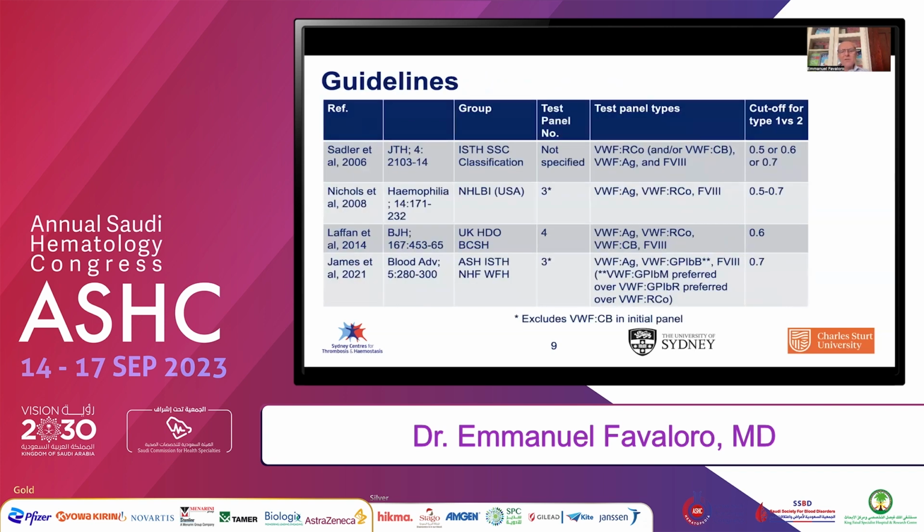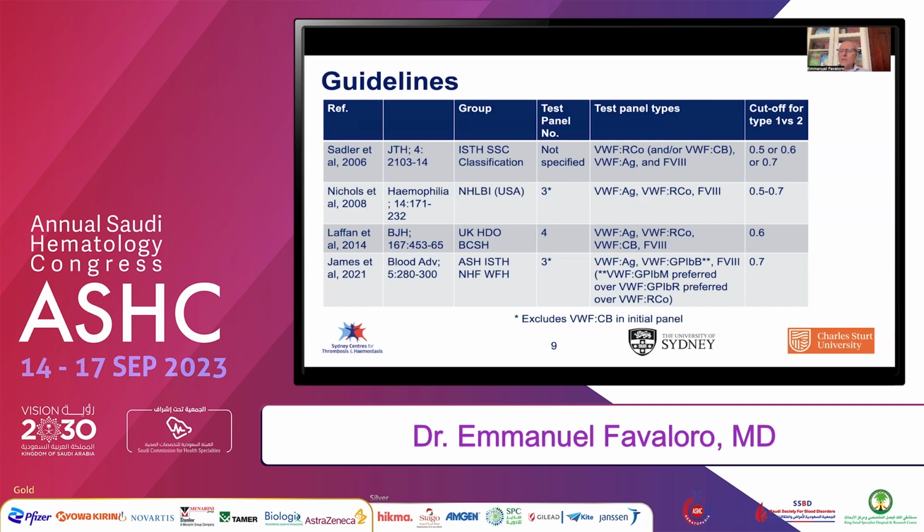In terms of guidelines, there are a number of guidelines now available, with the latest guidelines published in Blood Advances in 2021 by James et al. And they differ in terms of the recommended initial test panels. The US guidelines and the latest guidelines recommend an initial 3-test panel. The British guidelines recommend an initial 4-test panel. In our laboratory, we actually use an initial 4-test panel, and that is our actual recommendation as well.